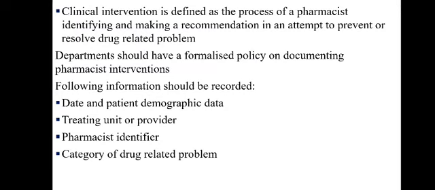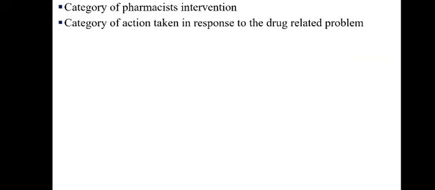The following information should be recorded: date and patient demographic data, treating unit or provider, pharmacist identifier, category of drug-related problems, category of pharmacist interventions, and category of action taken in response to the drug-related problems.